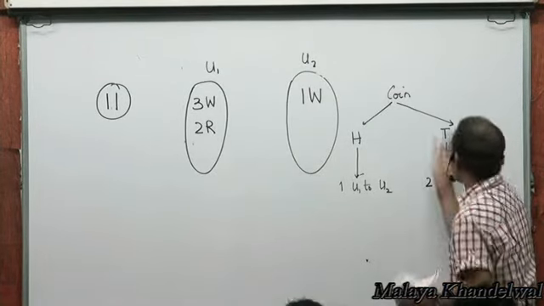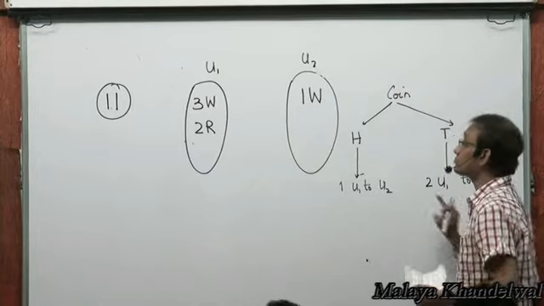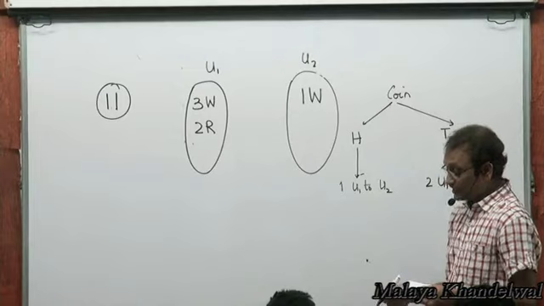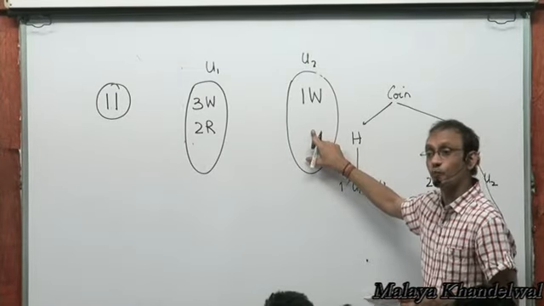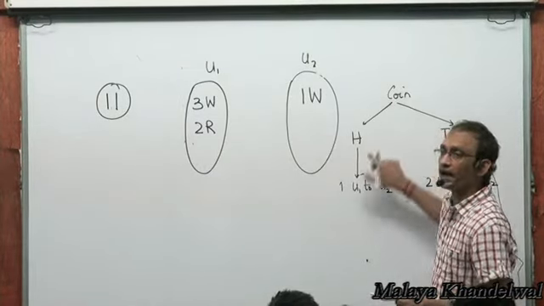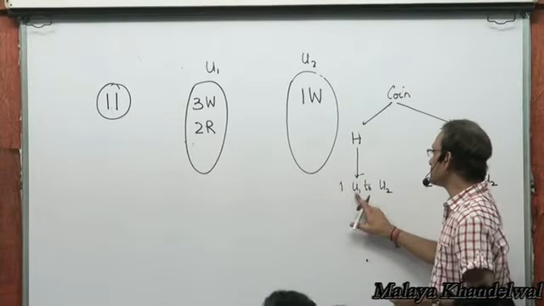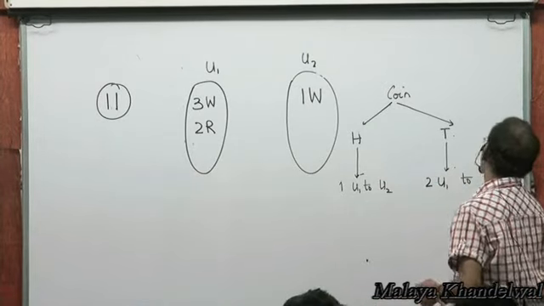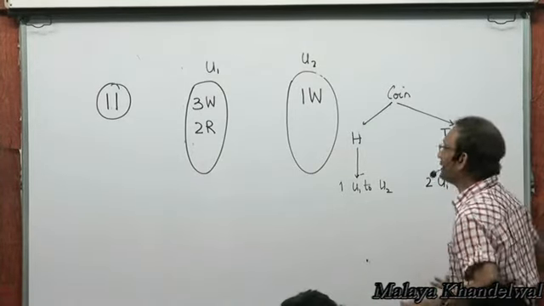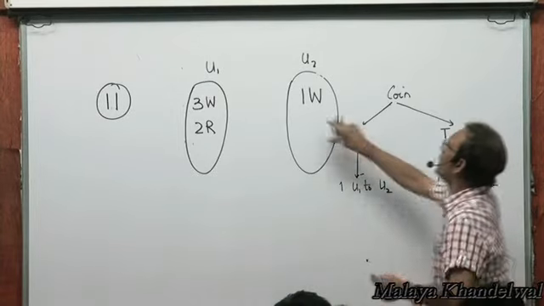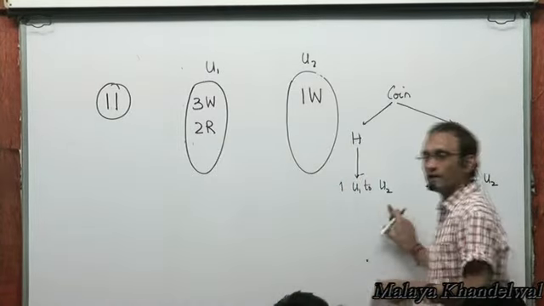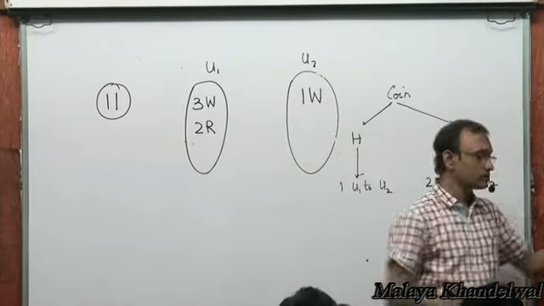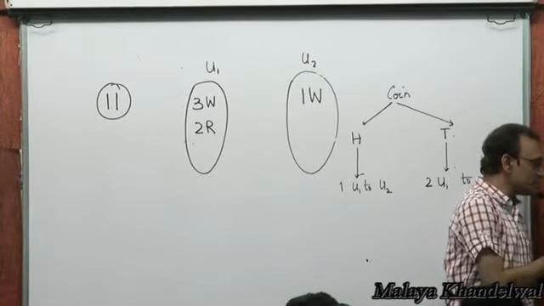Now, after this event, this or this, a ball is drawn randomly from U2. We want to find the probability that the ball is white. After tossing the coin, either this happens or this happens. If this happens, then one ball from U1 to U2 is transferred. If tail appears, then 2 balls from U1 to U2 are transferred. And then, be it this case or this case, a ball is then drawn from U2 subsequent to this case or this case. We want to find the probability that it's going to be white. Clear?